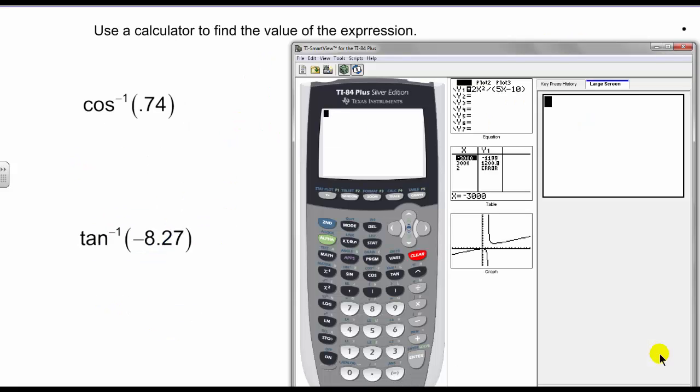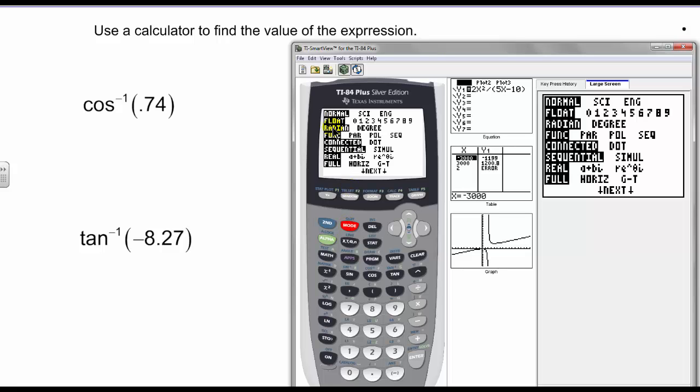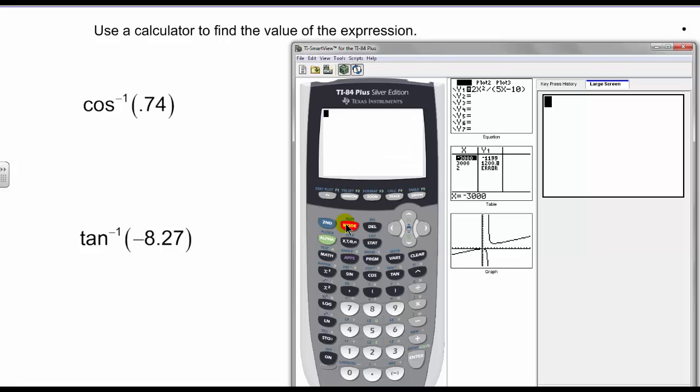So these next problems will require a calculator. One of the things you need to make sure on the calculator is you got it set in the right mode. Our book's going to ask for answers typically in radians. So if you hit your mode button, you should make sure you're in radian mode, which I am. And then it's just a case of typing it in as you see it. So we take the inverse cosine of 0.74, get a value of 0.737-ish.